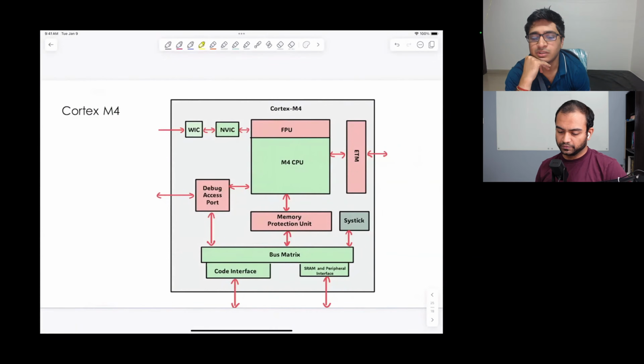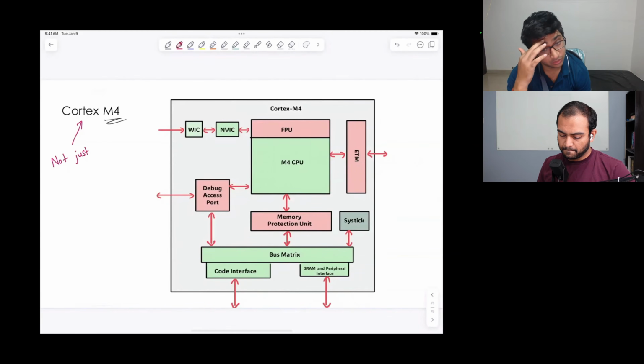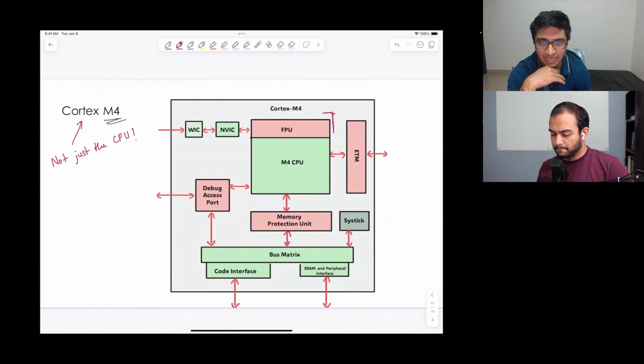What's happening here? When we look at the Cortex-M4, that's the specialty about the Cortex-M family. It's not just a CPU, it's not just a processor. There are multiple things around it that make it a complete system. So the Cortex-M4 has a CPU which is based on ARMv7-M, and it implements a floating point unit. To be precise, it's a single precision floating point unit, and it is optional to the vendors.